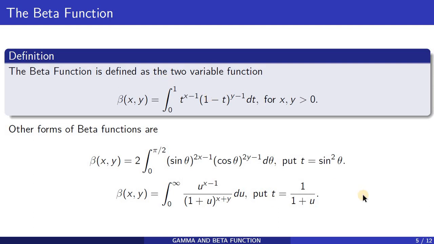Of course, by taking t equal to 1 by 1 plus u, we can write beta of x comma y is equal to the integral of u power x minus 1 divided by 1 plus u power x plus y du. Because when t is equal to 1 by 1 plus u, your dt will become minus 1 into 1 plus u raised to minus 2. So that when you substitute it here, you can easily observe beta of x comma y coming as this.